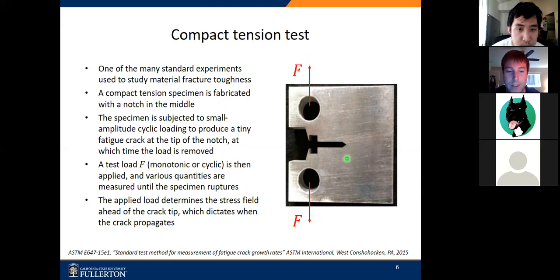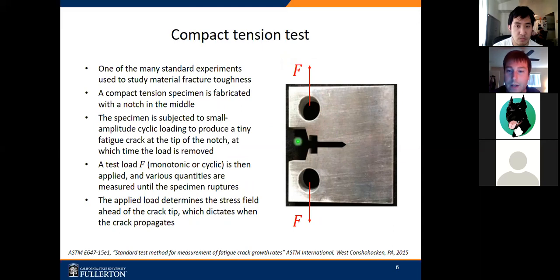So you apply your test load. It can be monotonic, in other words, F can increase in time. It can also be cyclic, where F increases and decreases. And you measure various quantities until the specimen ruptures. The applied force is what determines the stress field ahead of the crack tip. It completely determines it, this force here.